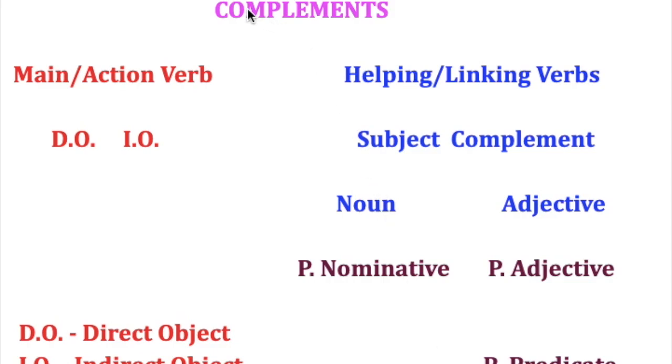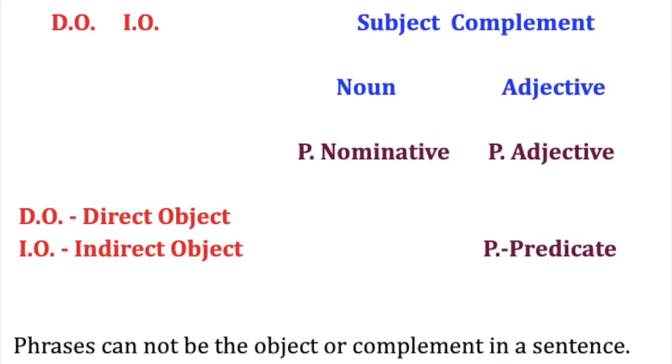Complements. You're trying to find the complements. So you have to work hard to find the main verb or the helping verb. Main verb is also called action verb. Helping verb, the other name is linking verb. So if you discover the main verb or action verb, you will find direct object or indirect object depending on the sentence. This is the abbreviated form. The full form is right below. If you have found the linking verb in the sentence, you have to find the subject complement. Subject complement can be a noun or an adjective. If it is a noun, you call it predicate nominative. If it is an adjective, you call it predicate adjective. We will get to know by a few examples, don't worry.